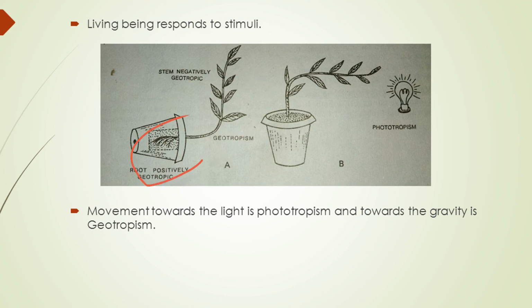As we know, roots are positively geotropic and stem regions are negatively geotropic. So the stem is moving away from the gravity and the root is towards the gravity. Now what is phototropism? It means movement of the body of an organism towards the light is known as phototropism, and movement of body parts towards gravity is known as geotropism. So this is a stimulus that a non-living thing can't show.